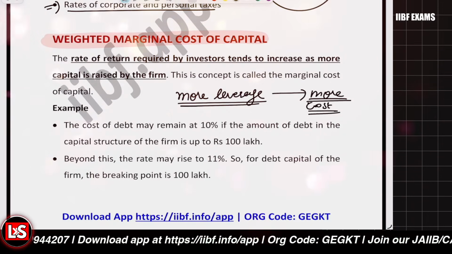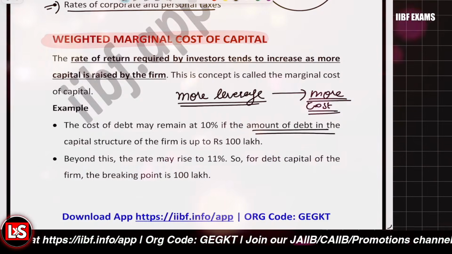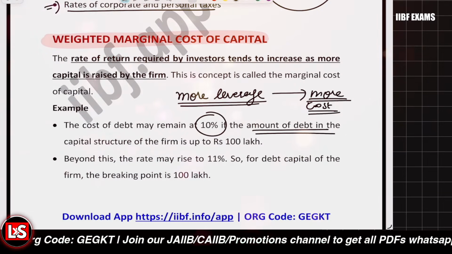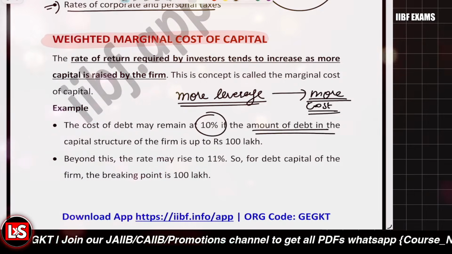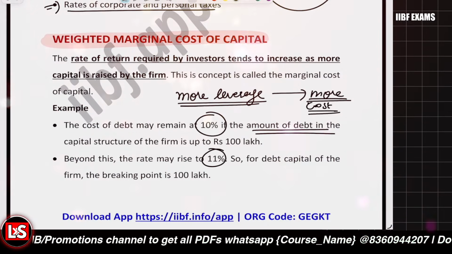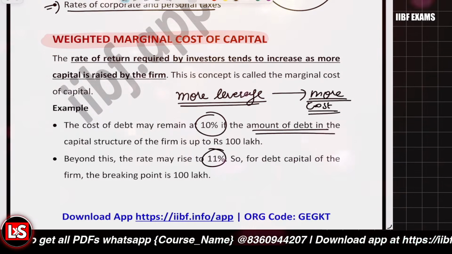So let's say the capital structure of the firm consists of debt of 100 lakh rupees, and it is able to raise that particular debt at 10%. But if the company raises 200 lakh rupees, the interest cost may increase. It may go from 10% to 11% or 12% or something like that.